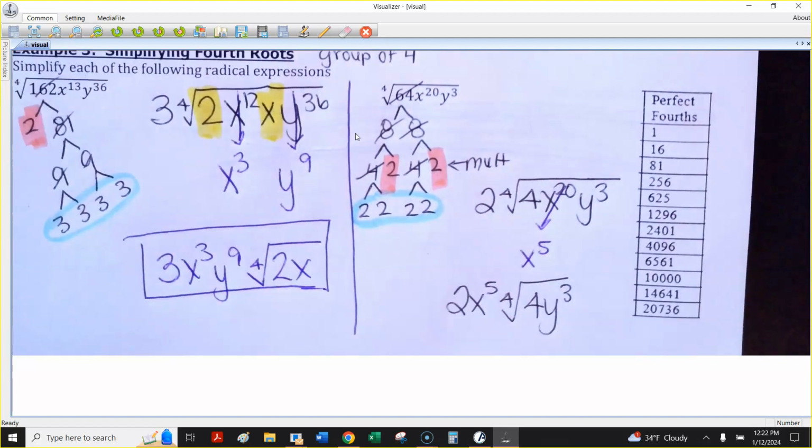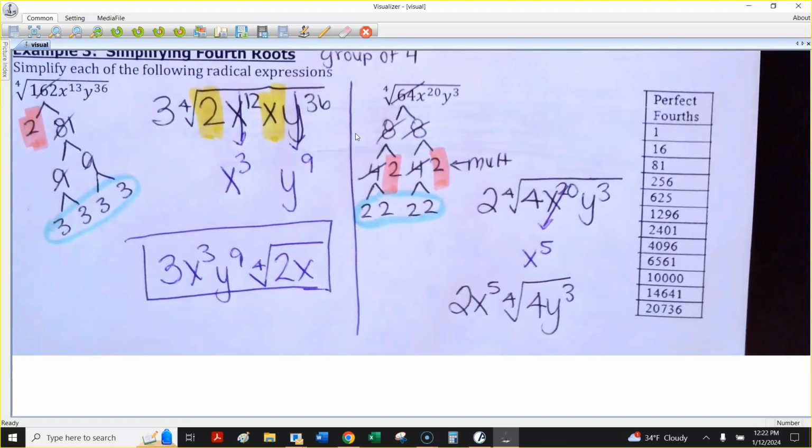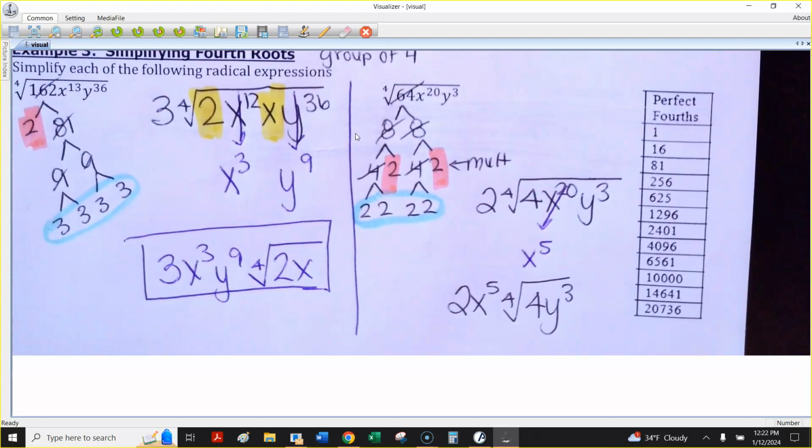of 4y cubed. And like I said, a lot of these questions have really icky looking answers, but don't think you're doing something wrong because these are not going to be perfect squares and cubes. You're going to have stuff left under your radicals.